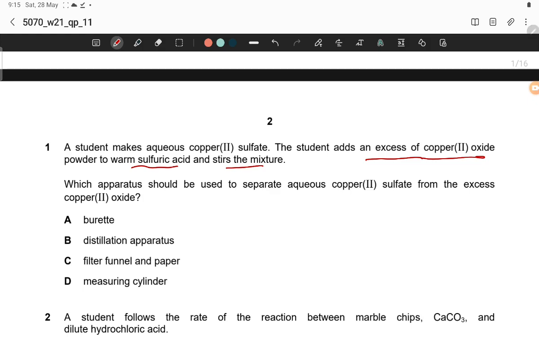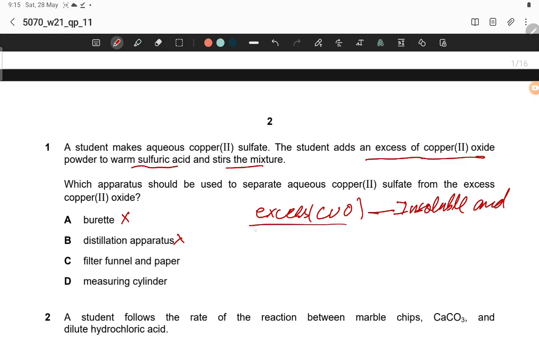This is excess copper(II) oxide, CuO, which is insoluble and settles down at the bottom. So this is a burette, which cannot be used. Distillation apparatus will not be used to remove excess copper(II) oxide.